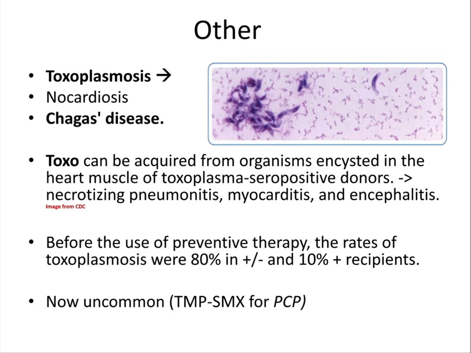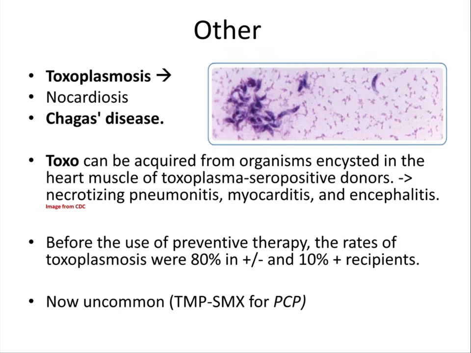Other things that also have a heart predilection, as I said, are toxo. You can see the parasite if they do a biopsy, if the patient is known to have a donor who is toxo-positive and they're not on treatment. Nocardiosis, Chagas, if the donor had certain risk factors.